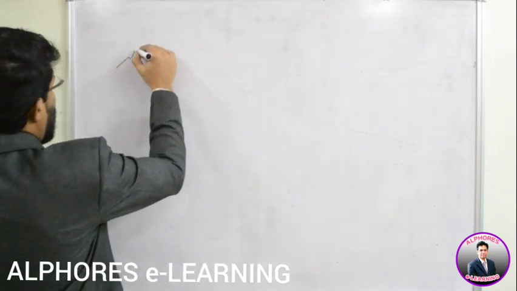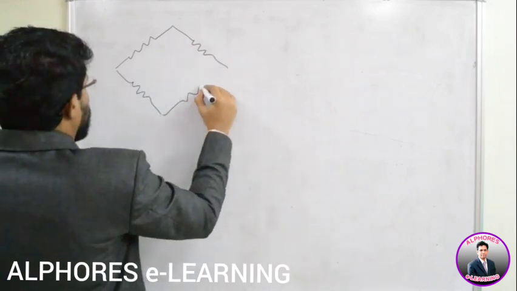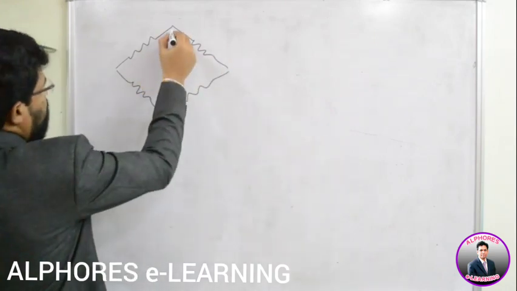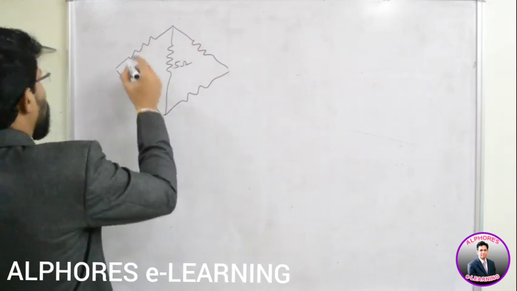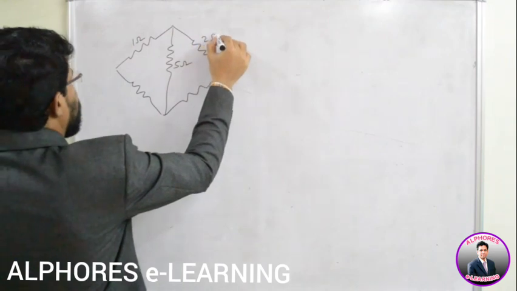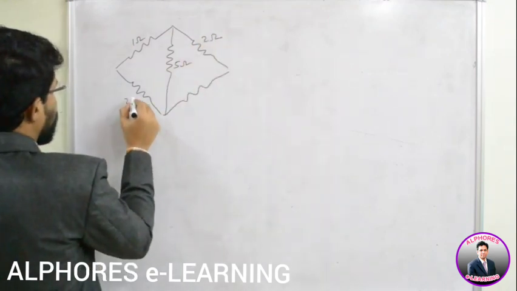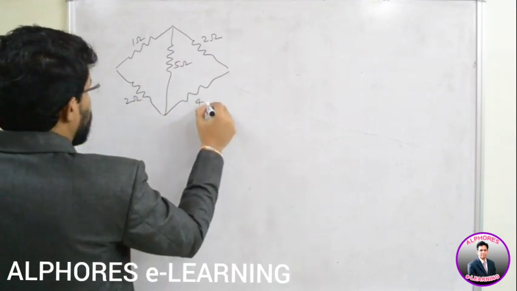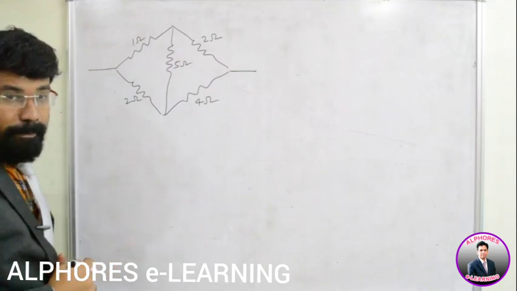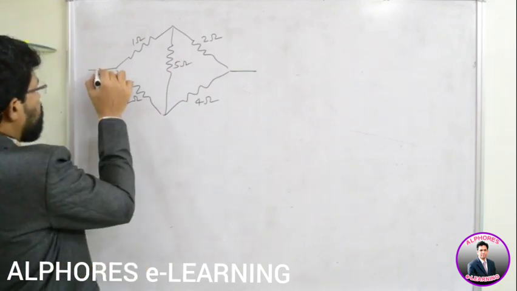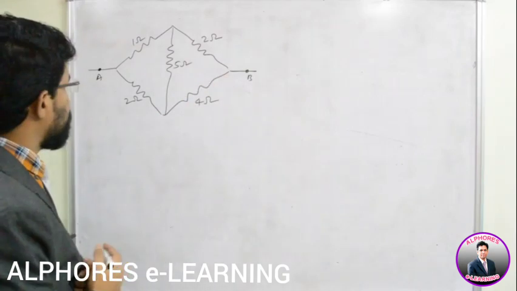For example, if you are having a circuit something like this, let us say here one more resistor is present. Let us say it is of 5 ohms. Here 1 ohm, here it is 2 ohm. Let us say here you have 2 ohm resistor and here 4 ohm resistor. This is the circuit. Okay. If I ask you to find out effective resistance between point A and point B, now you will be in trouble.